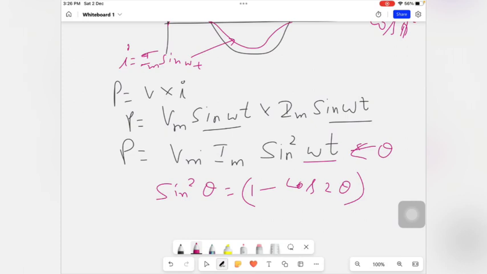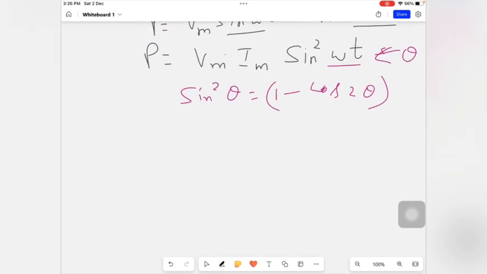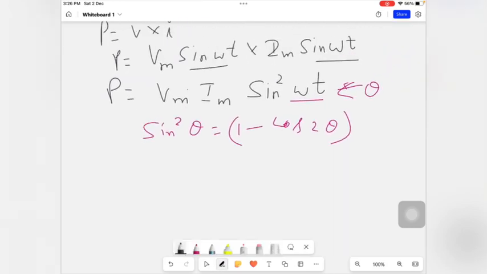Now apply this trigonometric function in the power equation. Then I can rewrite the above equation like this. P is equal to Vm Im into sin square theta, which can be written as 1 minus cos 2 theta, so 1 minus cos 2 theta is nothing but 1 minus cos 2 omega t. I will simplify this expression now.